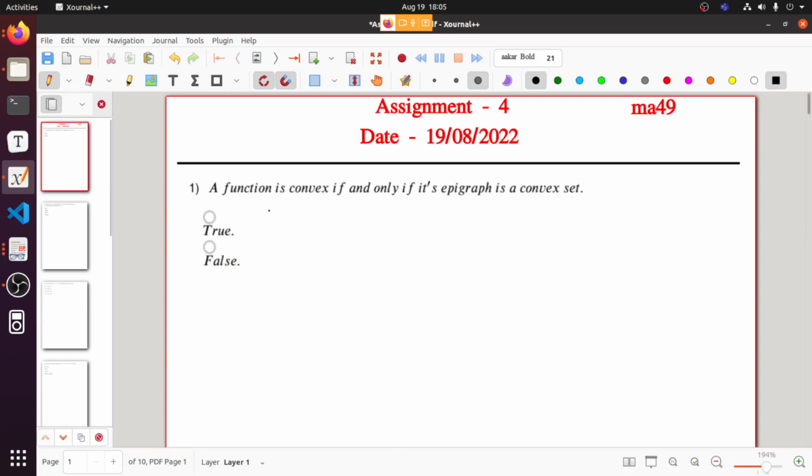So we will show that this is true. In fact, we will prove this. It means we have to prove that if a function is convex, then its epigraph is a convex set, and for the converse, if the epigraph is a convex set, then the function will be convex. Okay. So what is the definition of the convex function? This is a convex function.